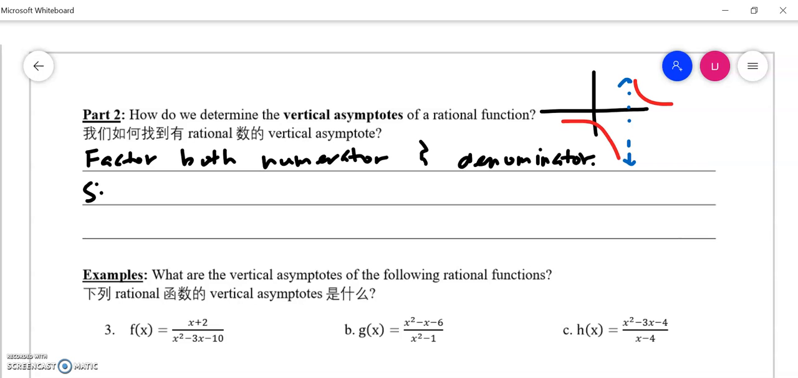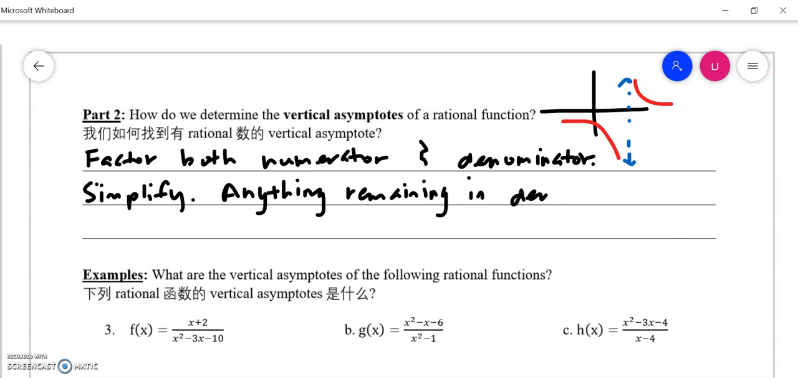Simplify any remaining factors in the denominator. So really anything remaining in the denominator, set equal to 0 and solve for x. This will give you your vertical asymptotes. So let's look at our examples.